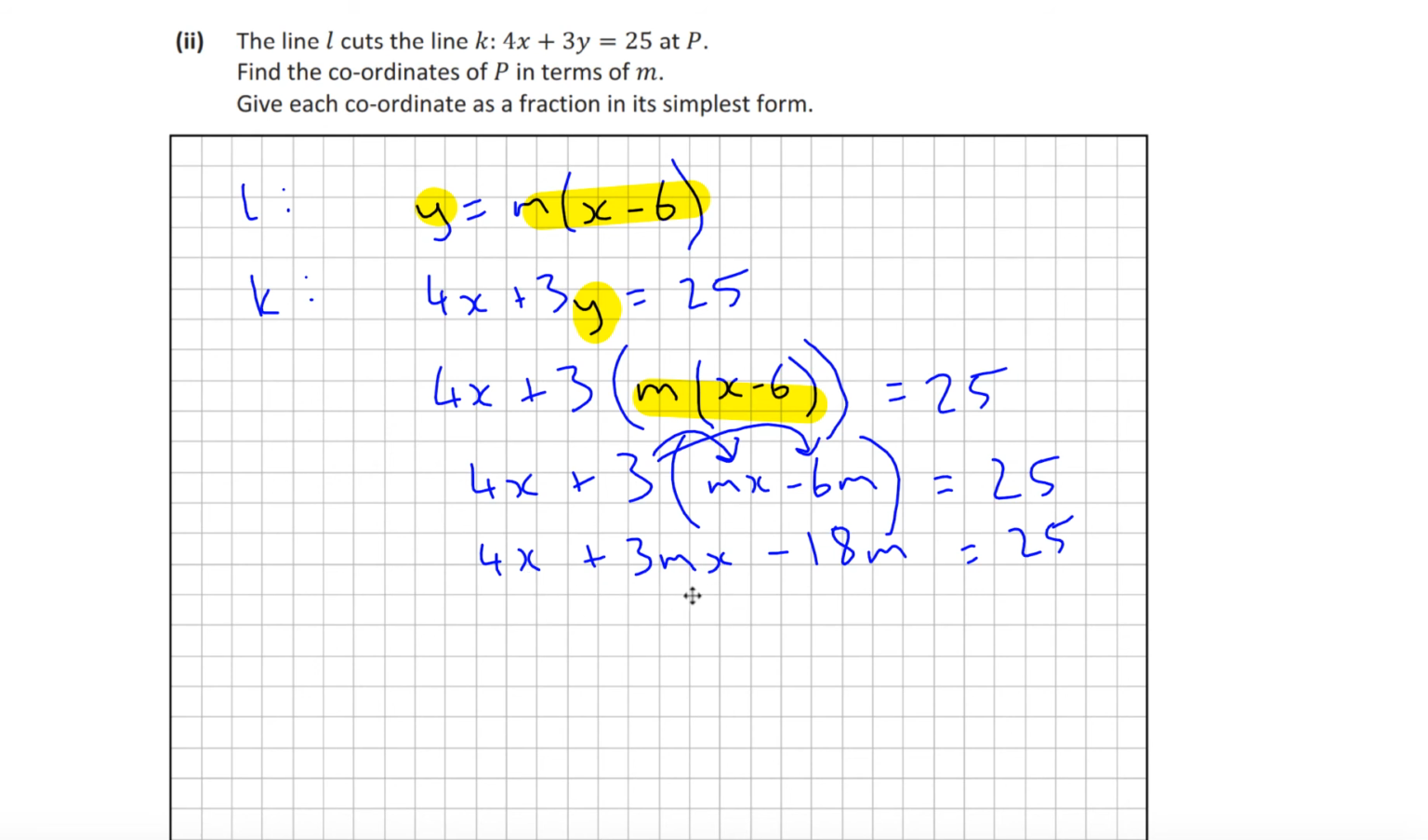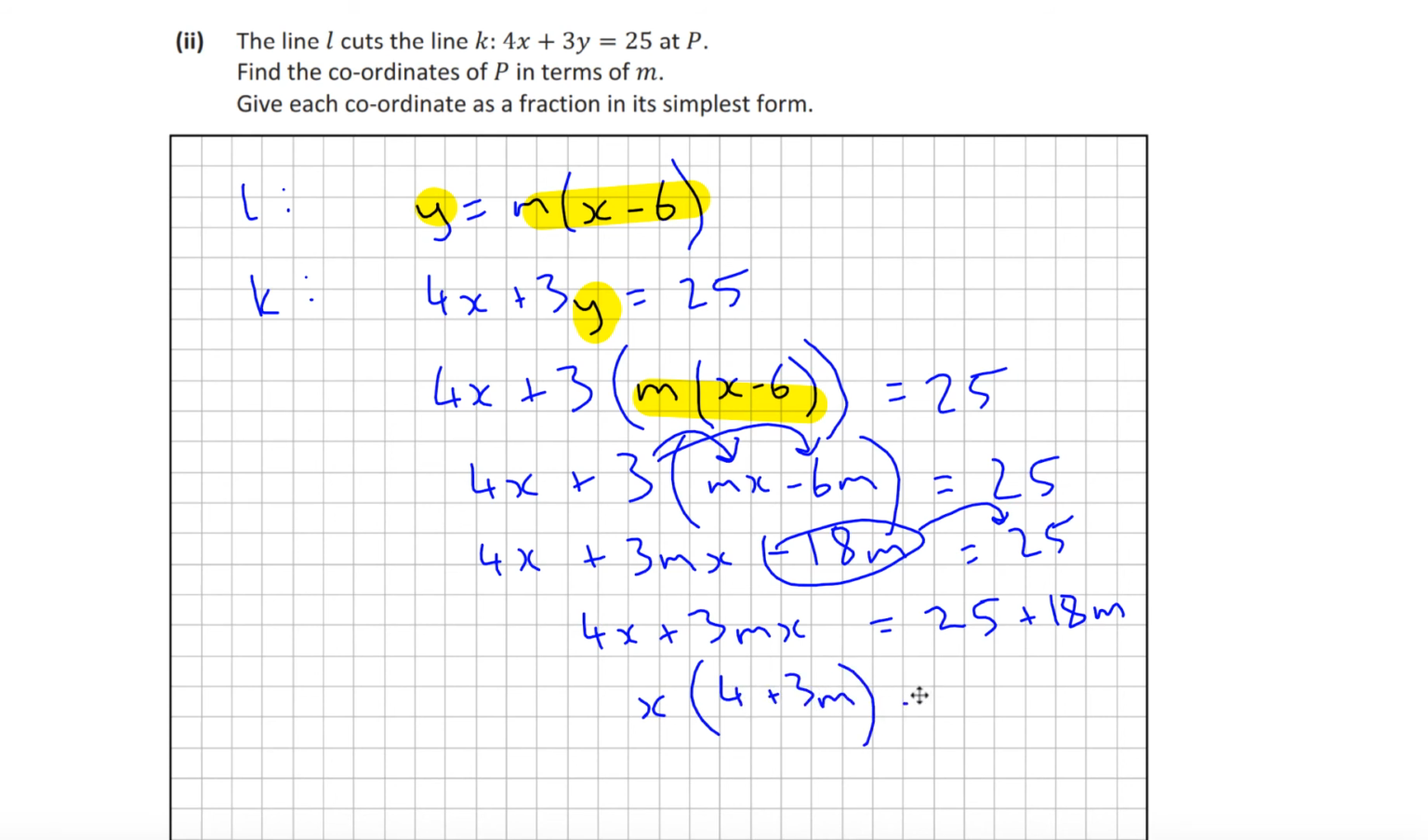So I'm going to try and find x. So I'm going to leave the x terms on the left. I'm going to bring this minus 18m over here. So it's going to be 25 plus 18m, change the sign. Now I'm going to factorize x out of this. x times 4 plus 3m is equal to your 25 plus 18m.